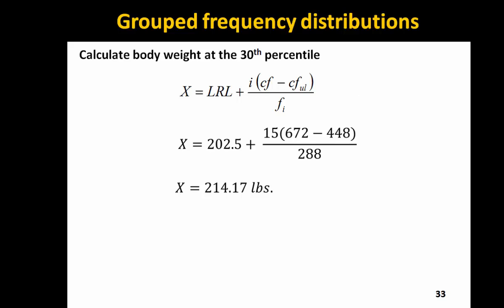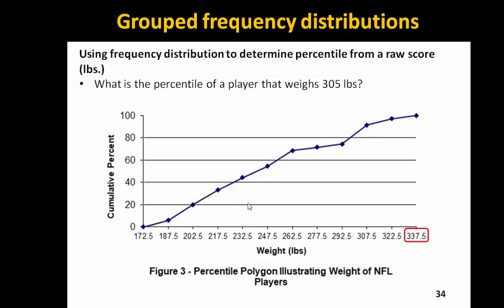So in working through these numbers, we're just going to substitute these values. The lower real limit was 202.5. We're going to add that to the quantity where we take the 15, multiply that by the difference between 672 and 448, all divided by 288, and we find a final value of 214.17 pounds. So a player at this weight is sitting at the 30th percentile.